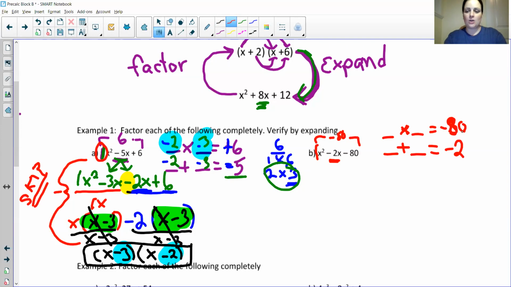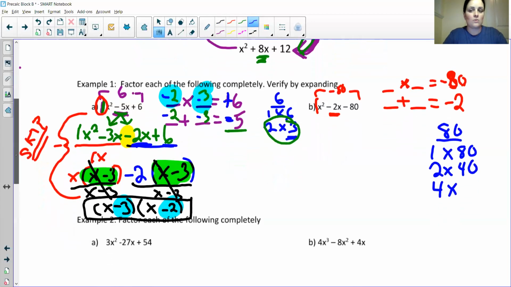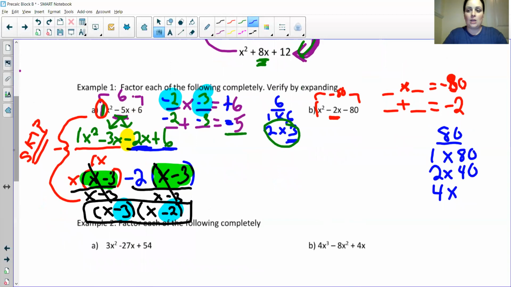Okay, so the answer might not be directly apparent to you, and that's okay, because what you can do is you can just say, okay, well, what pairs of factors multiply to 80? Always start with 1. 1 times 80 will be 80, right? 2 times 40 will give us 80. 3 does not go into 80. 4 goes into 80. How many times? 20 times. All right, does 5 go into 80? Yes, it does.